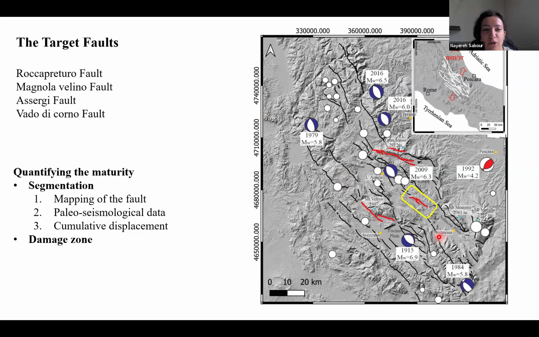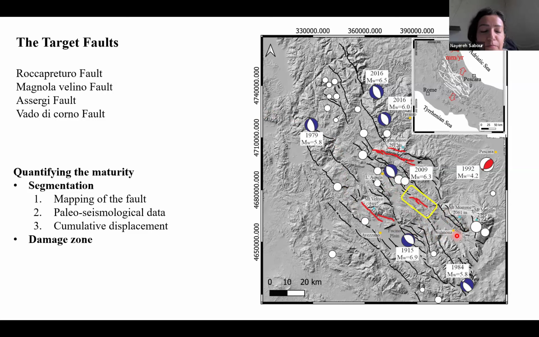And I want to mention that you should pay attention to the direction of Rocabreturo fault, because in the rest of the slides I rotate it to have a better view. So just pay attention to the NW-SE direction of the fault.